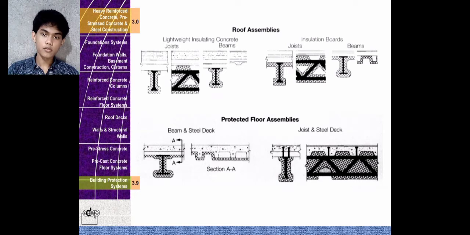And the last one, we're just going to be looking at the roof assemblies. The first one is the lightweight insulation concrete joists and beams. The next one is the insulation boards. These are the joists and beams. The next one is the protected floor assemblies. These are the beam and steel deck. And the last one will be the joist and steel deck.